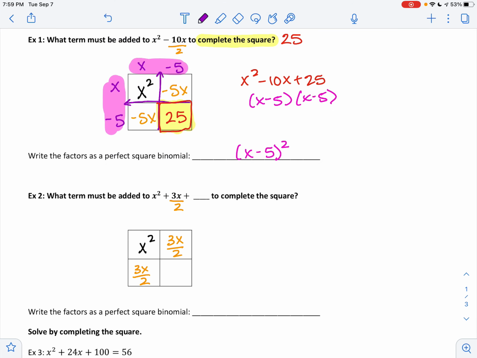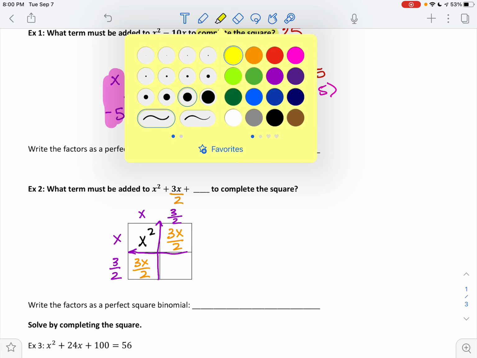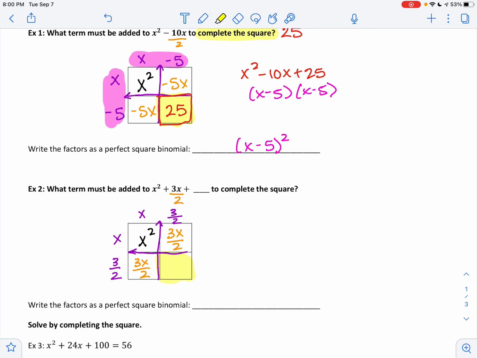The greatest common factor in my top row is x. The greatest common factor in my left column is x. X times what number would give me 3x over 2? Well, that would be 3/2. X times what number would give me 3x over 2? Again, that would be 3/2. So now I can see that this side length is the same as this side length. So we do have a square. We want to complete the square. So I want to find this missing piece.